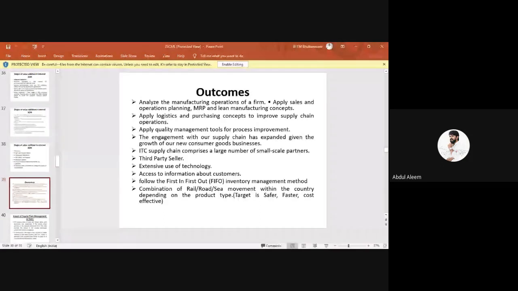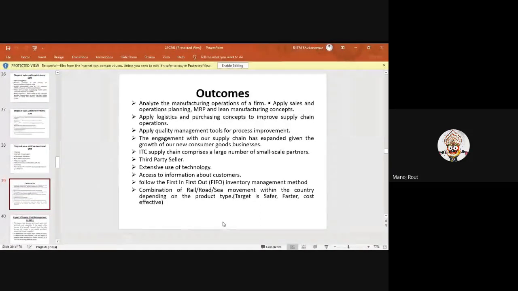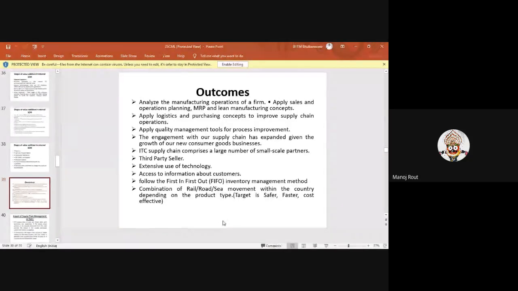The next thing is they have employed third party sellers, and those third party sellers provide different kinds of operational activity. For example, in case of transportation, loading and unloading activities, and a bulk amount of transportation in case of national market and global market.